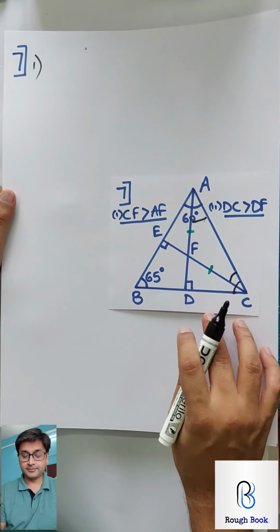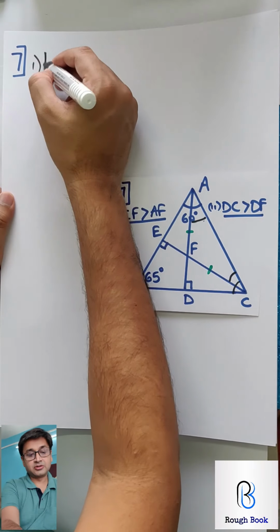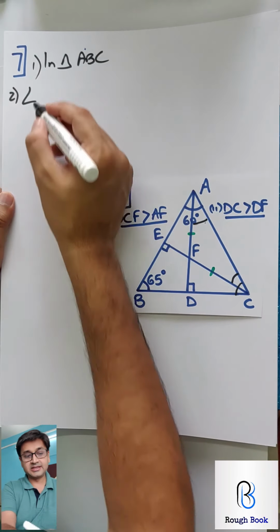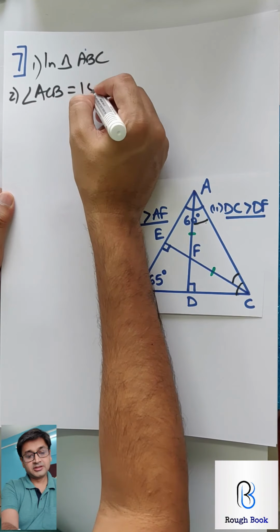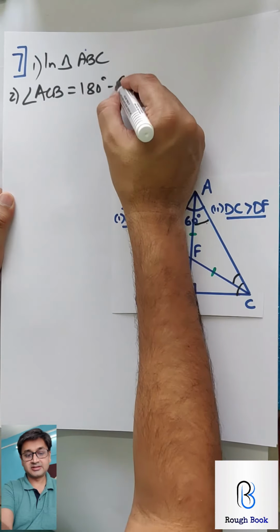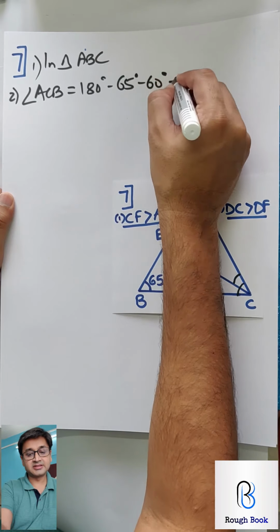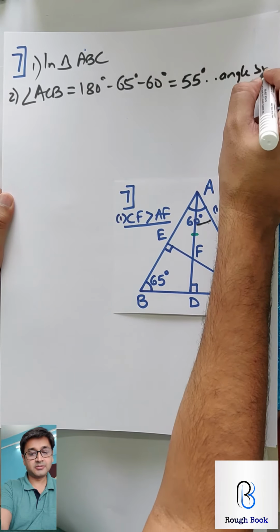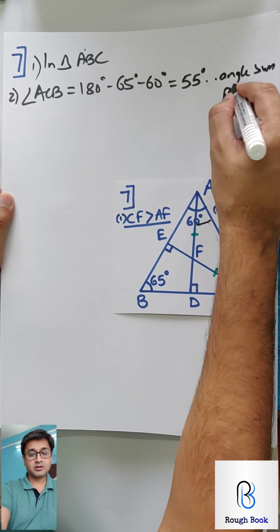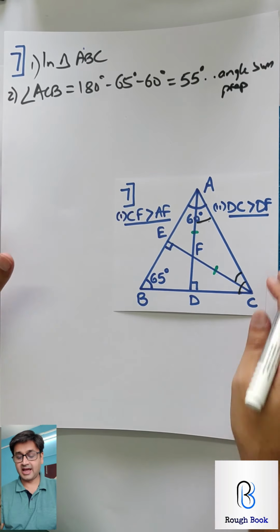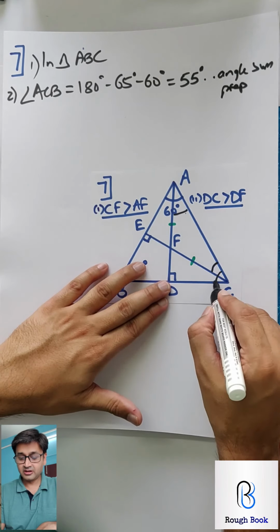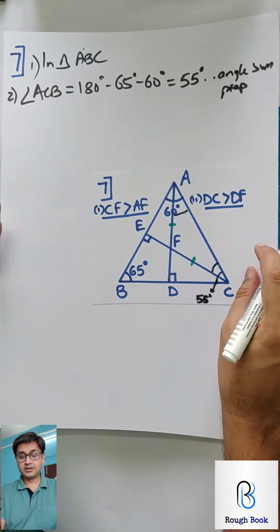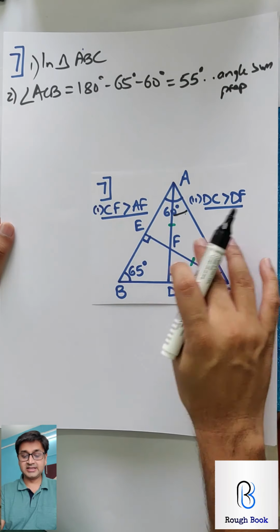So my step 1, I'm trying first ABC. So in triangle ABC, directly say ACB is equal to 180 minus 65 minus 60, so that should be 55. You can say angle sum property. So we managed to get this entire angle as 55. So I'm writing it out, 55. Then apply it for ADC now.